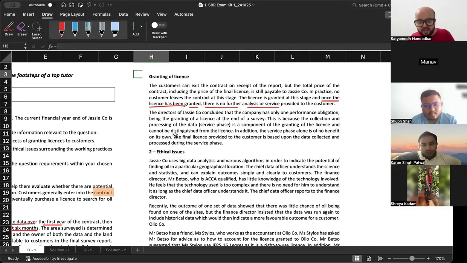See, this is because collection and processing of data is a component of the granting of license, and cannot be distinguished from the license. You cannot separate it out. It has to move hand in hand. It has to move together.